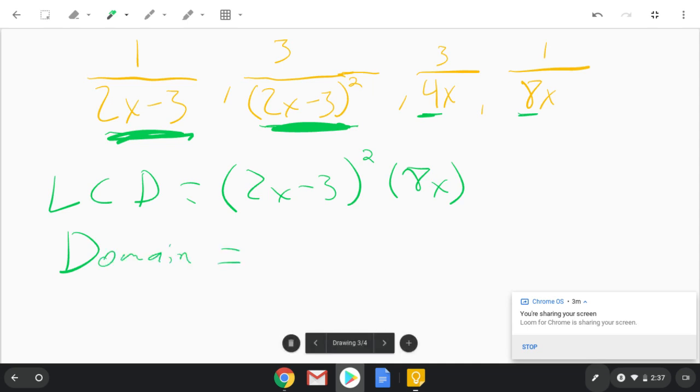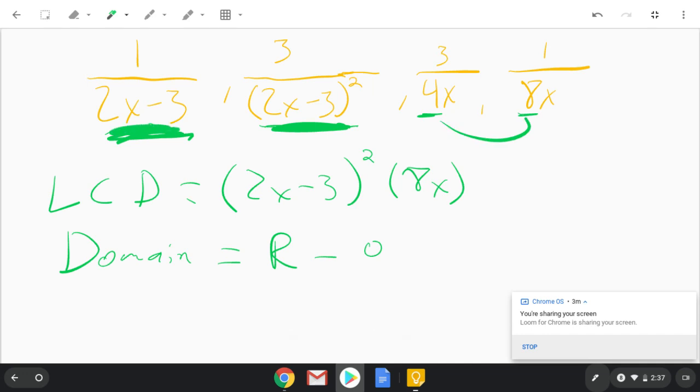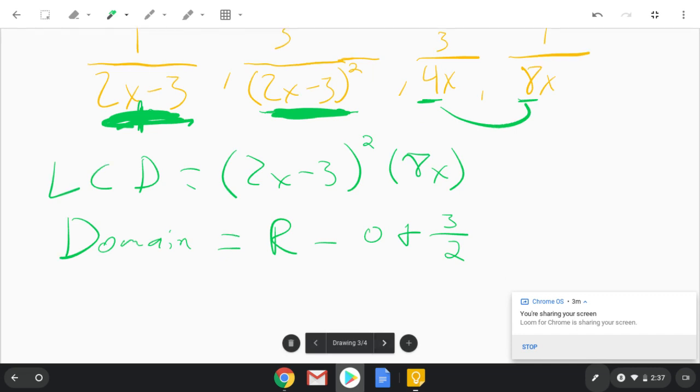Let's see here. It's all real numbers except for 0, which is on there because of these two. And in order for one of these to become 0, you would have to plug in 3 over 2. If you plugged in 3 over 2, that would give you a 0 in the denominator. So we can plug in any real number we want for x, as long as it's not 0 or 3/2. You set that equal to 0, and then you solve for x. That's all you do. All right, last one here.